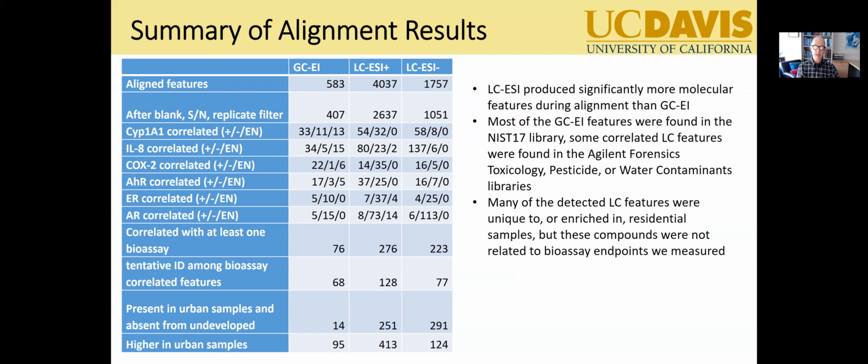Just to focus in on the CYP1A1 line, so you can understand what these numbers mean, we're looking at the GC-EI column, CYP1A1, and what that tells you is that there were 33 features out of the 407 that passed our filter that were positively correlated with cytochrome P450 activity at the 95% confidence level. And there were 11 features that were negatively correlated with the CYP1A1 response at the 95% confidence level. And then the last number there, the one that's labeled EN, stands for elastic net regression.